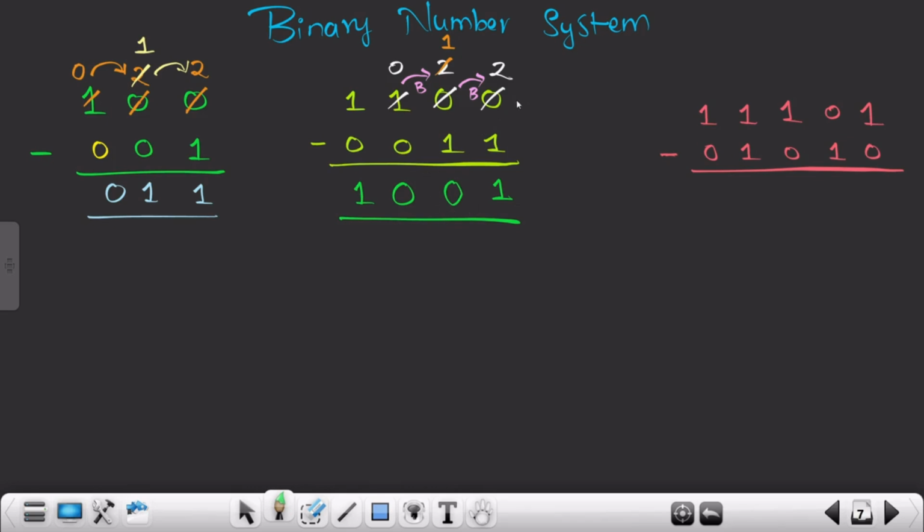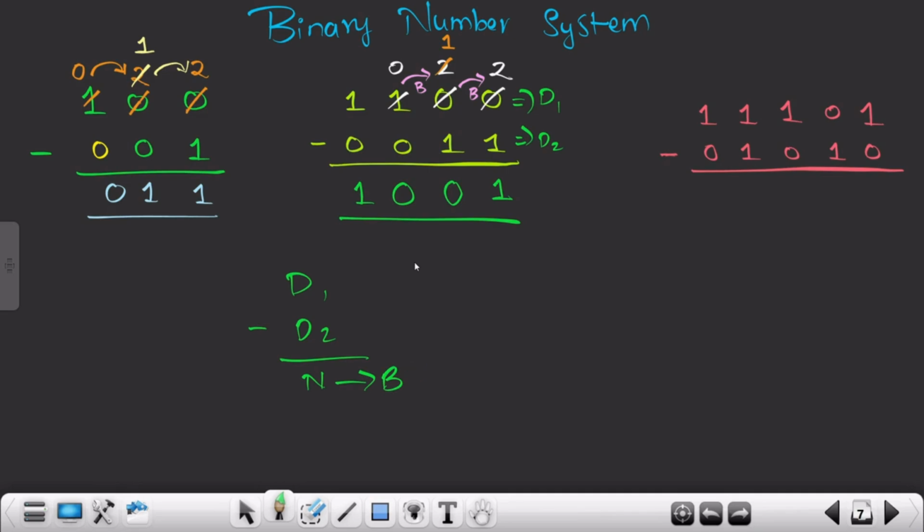So it's my request to you, calculate its decimal equivalent, and then subtract d1 minus d2. Whatever number you get, find its binary equivalent and then compare the binary equivalent with this one. You will get the same.